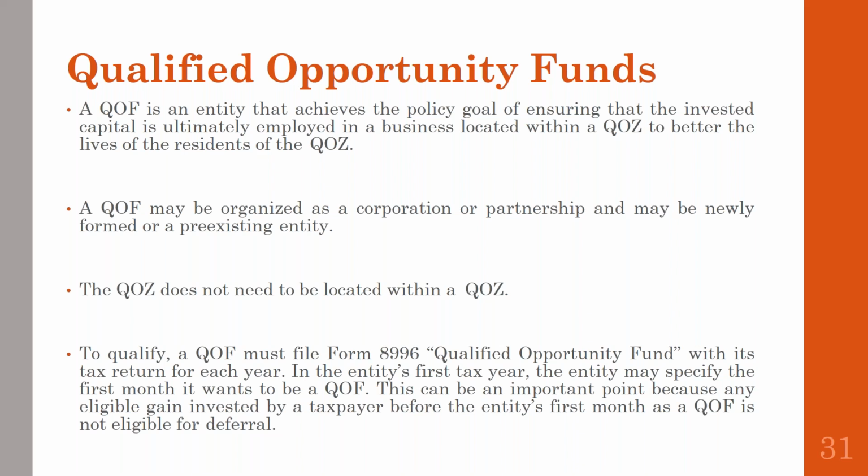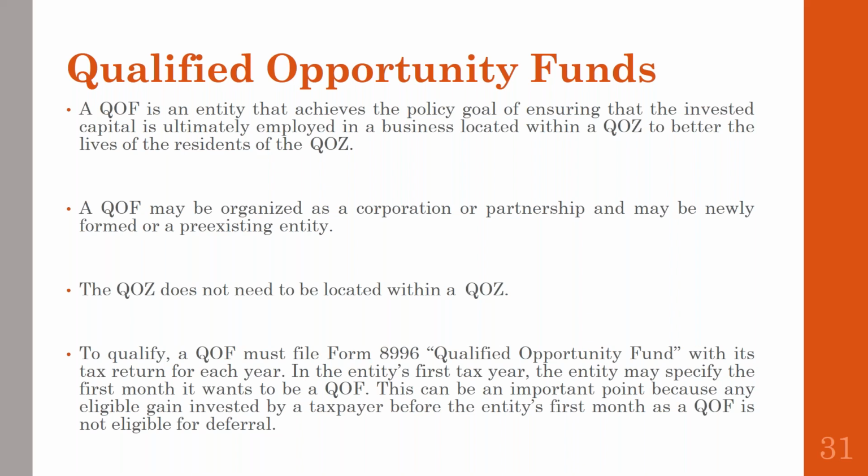It's an informational return. In addition, the tax return lists out the assets, and it also shows the IRS that you qualify as a QOF. Now, for the first year filing, if you're dealing with a pre-existing entity, the first year that it wants to be a QOF, it needs to elect this on the Form 8996.